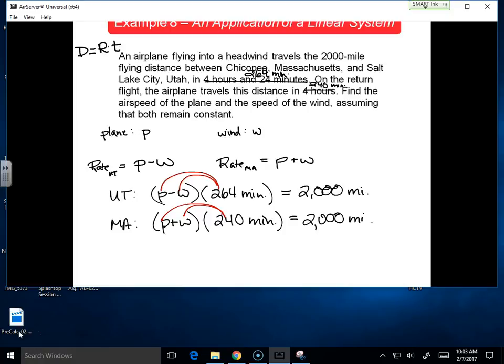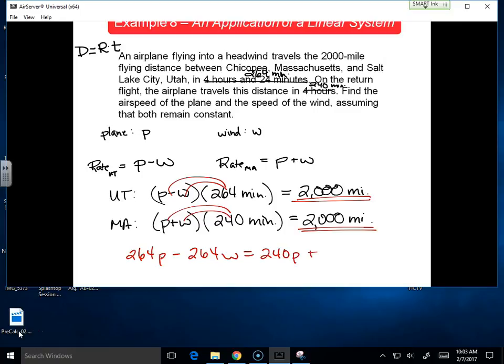Isn't there another way? Could we set them equal to each other? Yeah. How nice does that sound? Aren't the distances the same? So can't we just say one has to equal the other, meaning 264. Do we want to distribute at the same time? Are we going for it? Yeah, sure. 264p minus 264w is equal to 240p plus 240w.